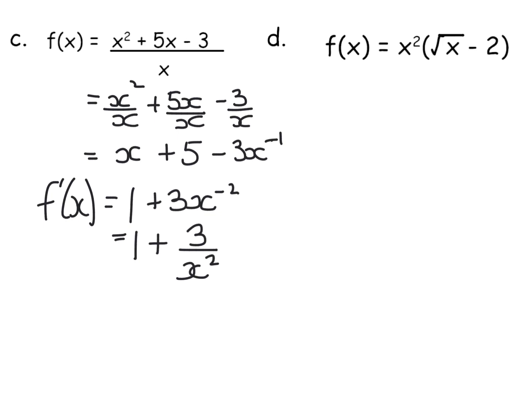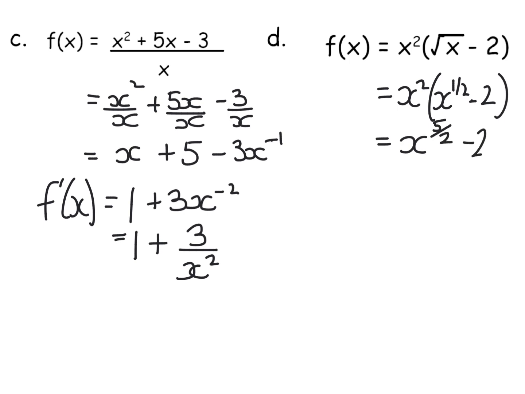Okay. On my last example, I'm going to rewrite that bit in the bracket. First of all, remember square root is a power of half. And we're going to multiply out the bracket now. So remember, when you're multiplying, you add the powers. So 2 plus a half is 2.5, which as a top-heavy fraction is 5 over 2. And then that's just take away 2x squared. Now we're good to differentiate.